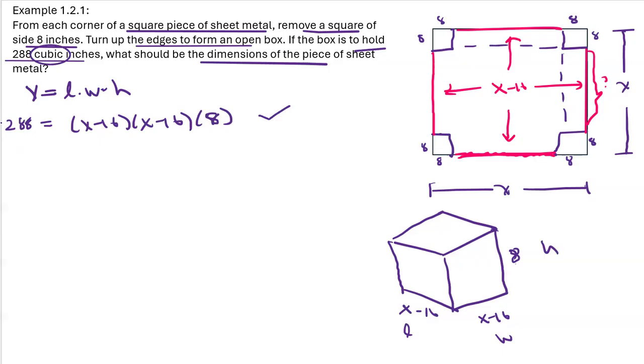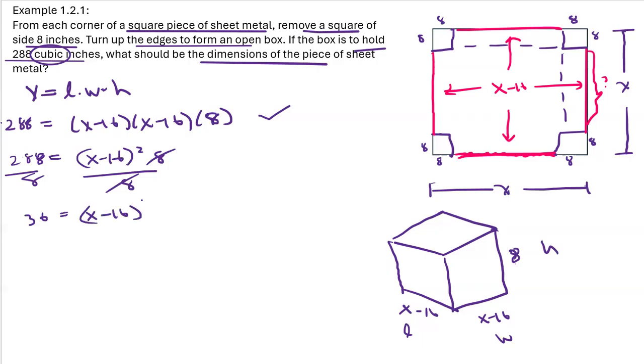All right, so now what do we do? Well, we're going to rewrite this. Eventually we'll use the square root method to solve this. So we have 288, and then we have x minus 16 twice. So I'm going to rewrite that as x minus 16 squared times 8. And then we're going to divide everything by 8. So 288 divided by 8 is going to give us 36. Then we have x minus 16 squared.